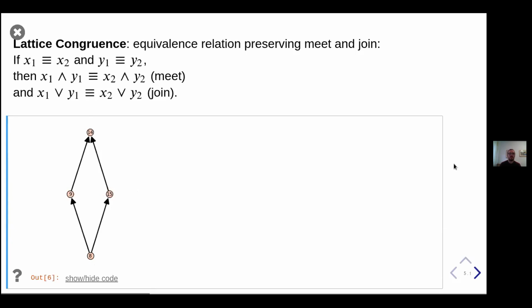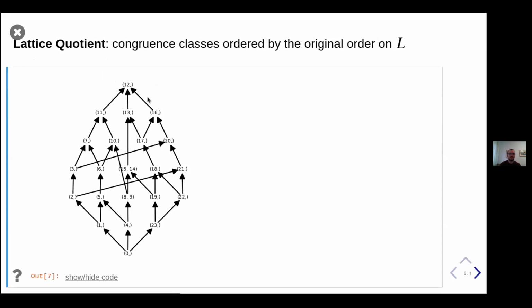And given such a congruence, we can now construct a quotient of a lattice by applying this congruence to the lattice itself. And what we get is what's called a lattice quotient, which is just the lattice whose elements are not the original elements anymore, but now the congruence classes of the lattice congruence we just constructed. So in our example, we had just two congruence classes. One contained 8 and 9, one contained 14 and 15, while all the others remained singletons. And the order we impose on them is just the original order on L. And because it is a lattice congruence, this is well defined, and this is again a lattice.